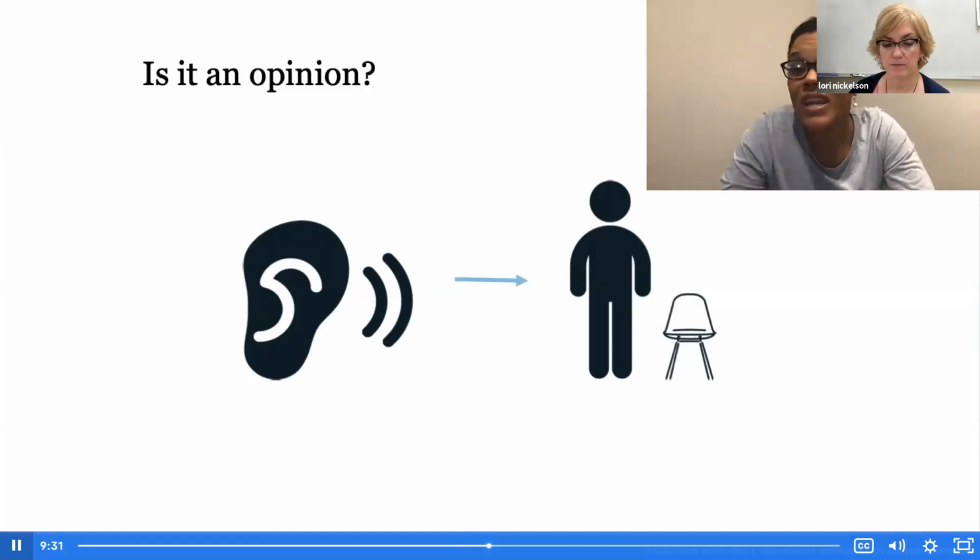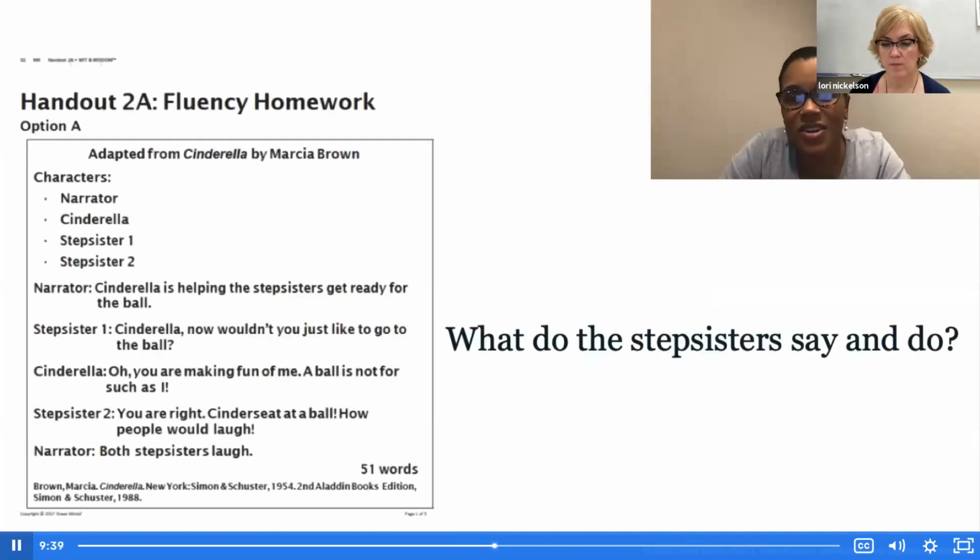Now that you know what an opinion is, you are going to learn how to use evidence to form an opinion. Okay, let's talk a little bit more about evidence. It's important for a writer to use evidence to form an opinion and explain their reasons to readers. So what I want you to think now is, what type of people are Cinderella's stepsisters? Think about that. Now, before you decide on your opinion, let's gather some evidence to answer that question.